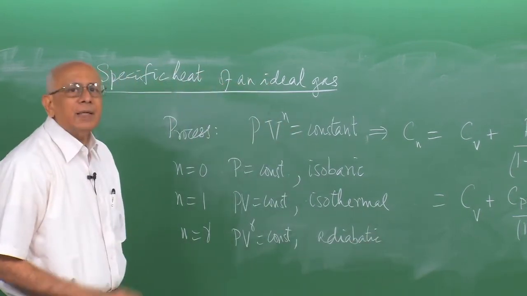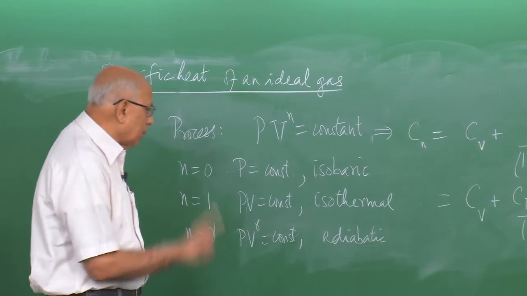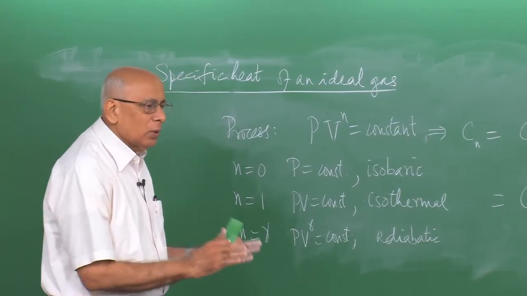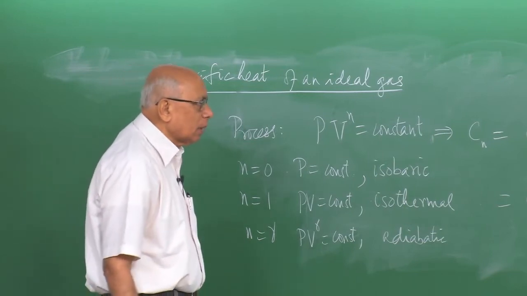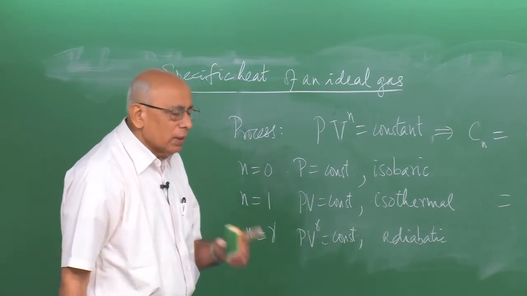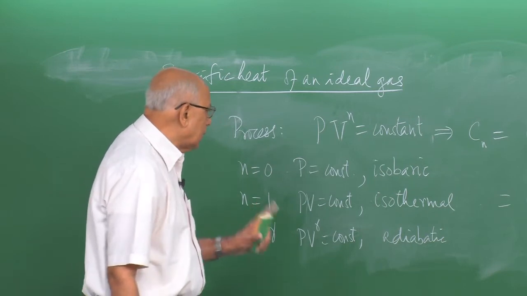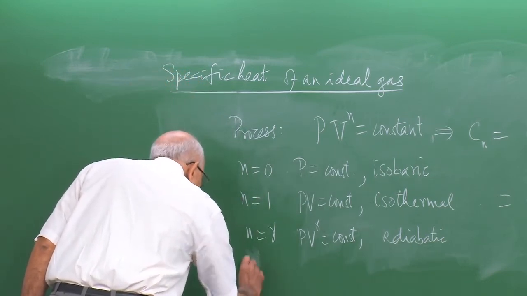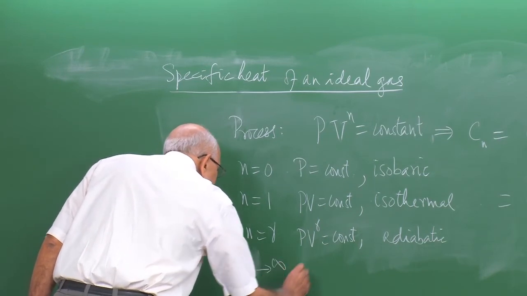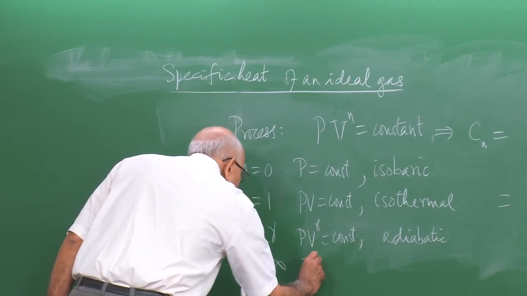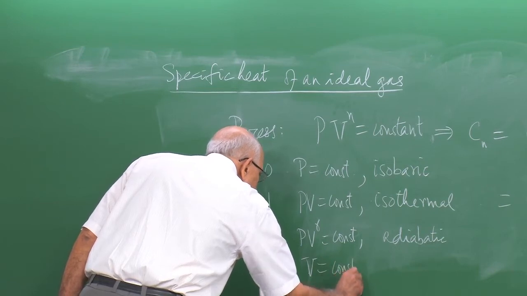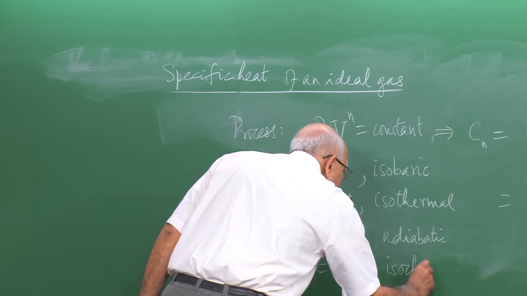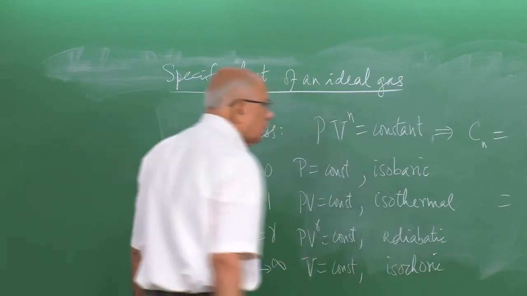Actually I should say isentropic process, because the entropy is kept constant. Remember that is the definition, since dq is Tds for quasi-static processes. If dq is 0, ds is also 0, which means it is an isentropic process, and n tending to infinity corresponded to V equal to constant, which is an isochoric process here.